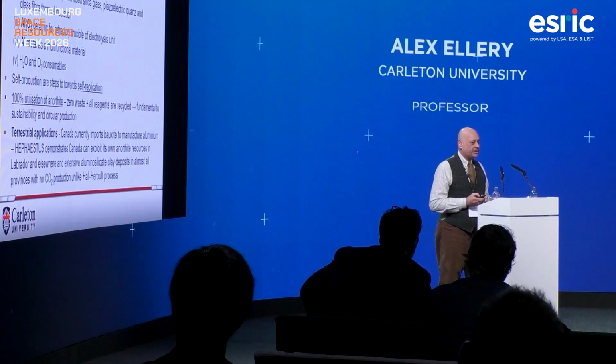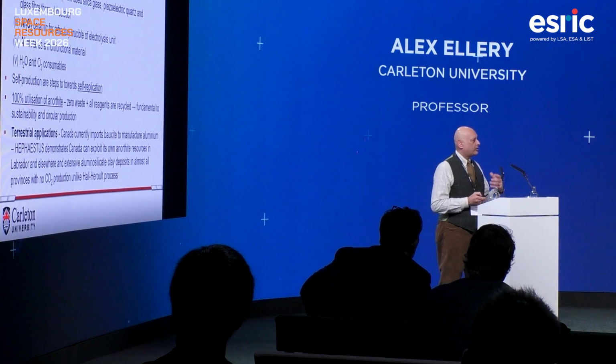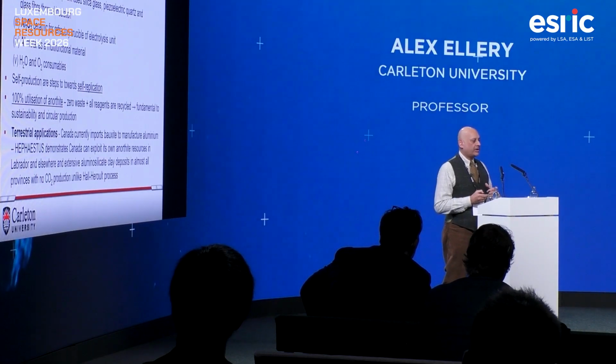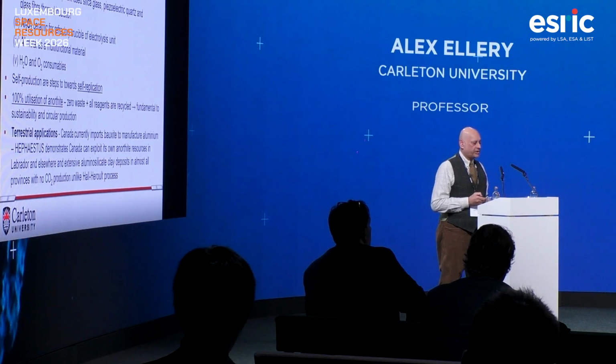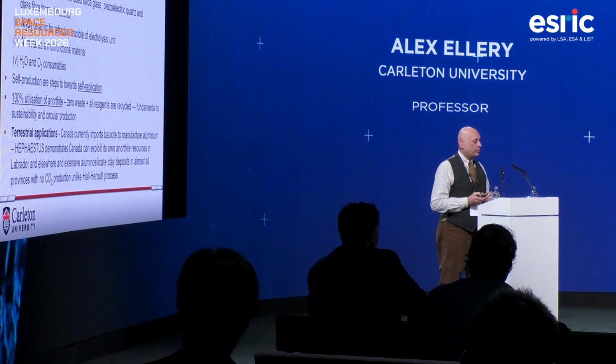All the reagents essentially are recycled. This is really fundamental: if we want to have a sustainable system on the moon, we need to ensure that we can do things like recycling. There are also some terrestrial applications for this, which I'm not going to talk about now because I see I'm running out of time, where Canada currently imports all its bauxite and then uses that to produce aluminium. But Canada is also rich in anorthite deposits, so we can utilize that locally.